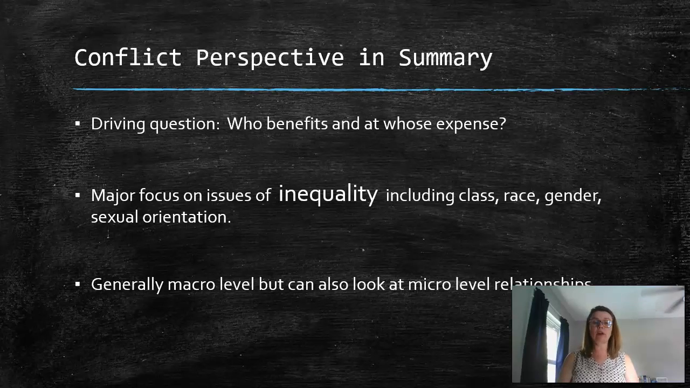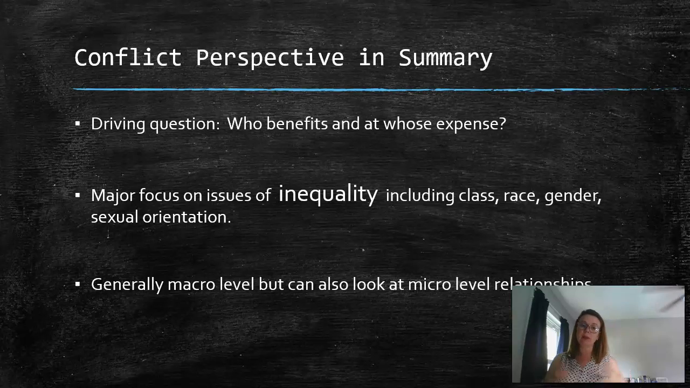So again, I said that there are a lot of different ways to understand inequality for this theory. So you can look at social class. That's definitely a huge one. In fact, a lot of times what you'll see is that these are all kind of intertwined, right? The term that's used for that is intersectionality, that some things give us privileges and other things are issues of inequality. So social class, race, gender, sexual orientation are all major areas of inequality. It doesn't have to be limited to that, but those are kind of the big ones.